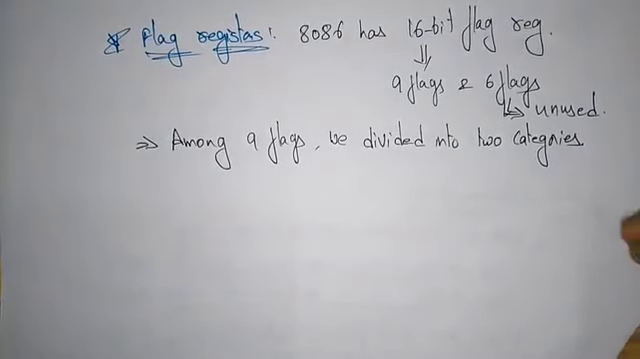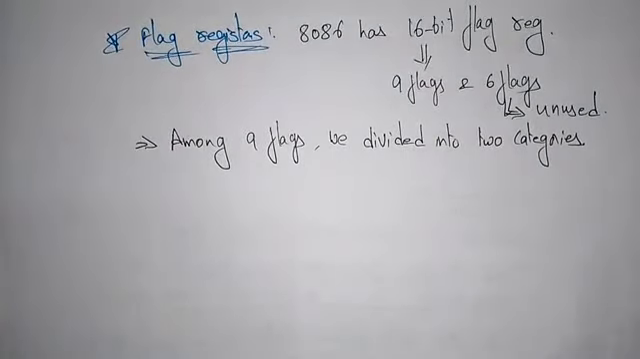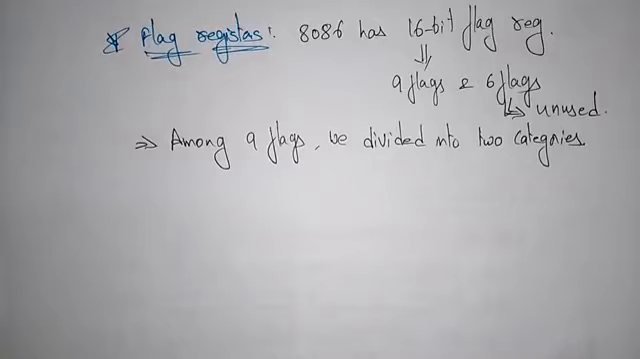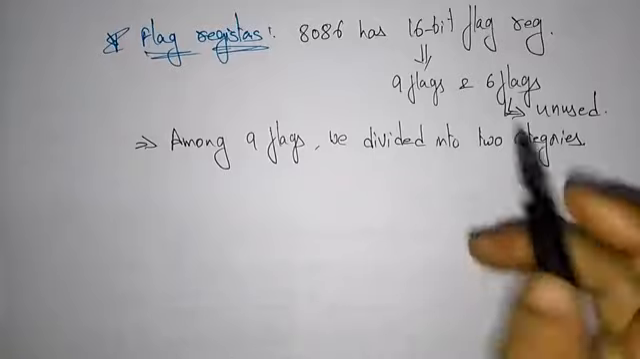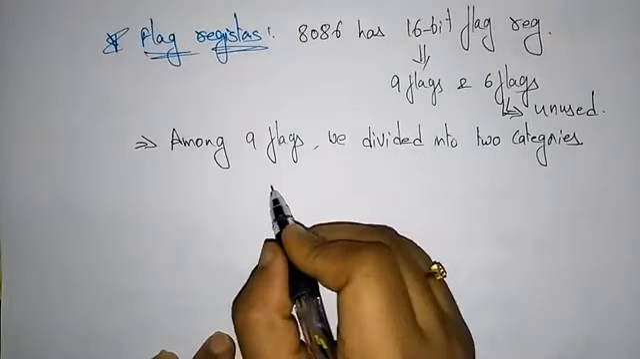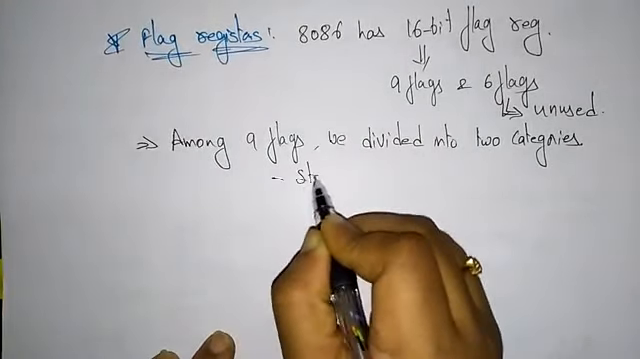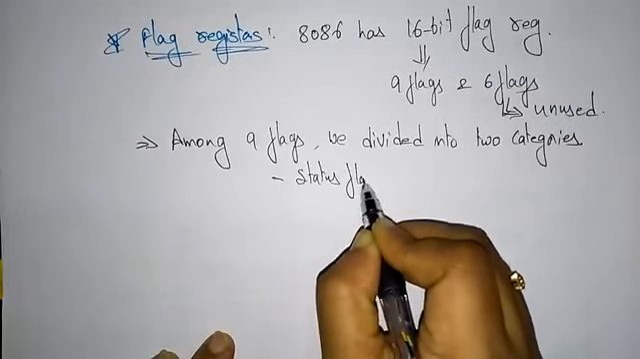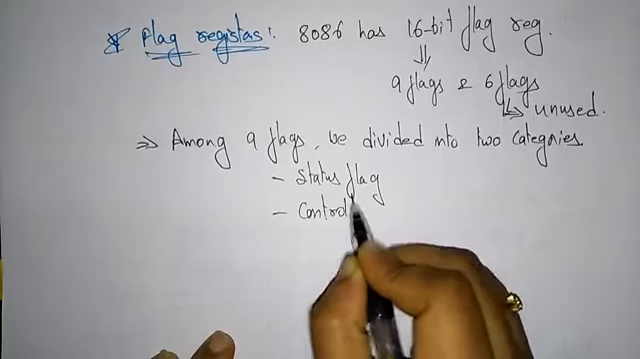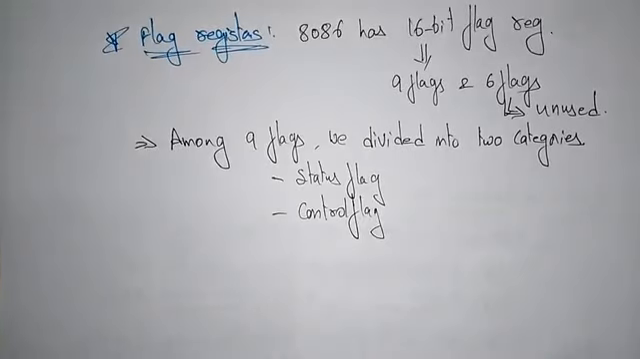Okay, so actually 6 flags are unused, which means no operation will be performed on those 6 flags. In the 8086, the operation result is stored in these 9 flags only. So these 9 flags will be divided into 2 categories: one is status flag and another is control flag.